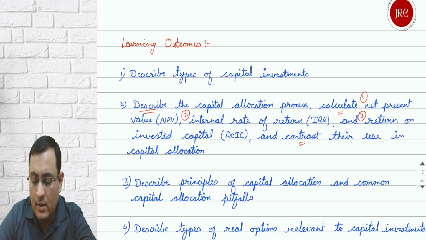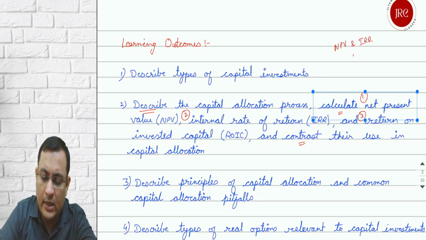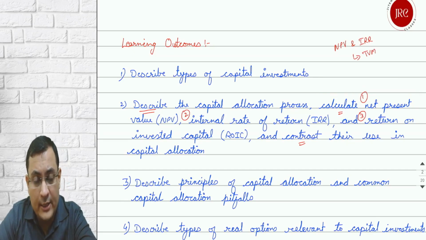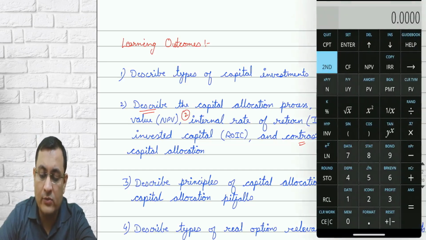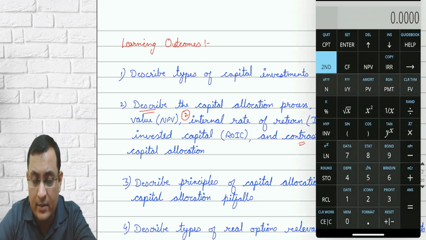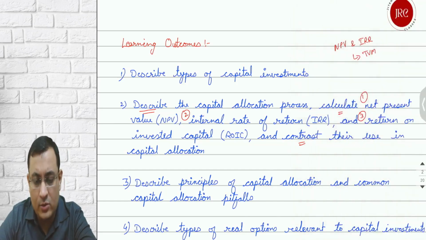So let's start. Both NPV and IRR are based on TVM, time value of money. So before going ahead with these two methods, it is expected that time value of money is already done by the student, and the student is very much aware of using the calculator, the CF, NPV and IRR keys. So let's start with today's work.